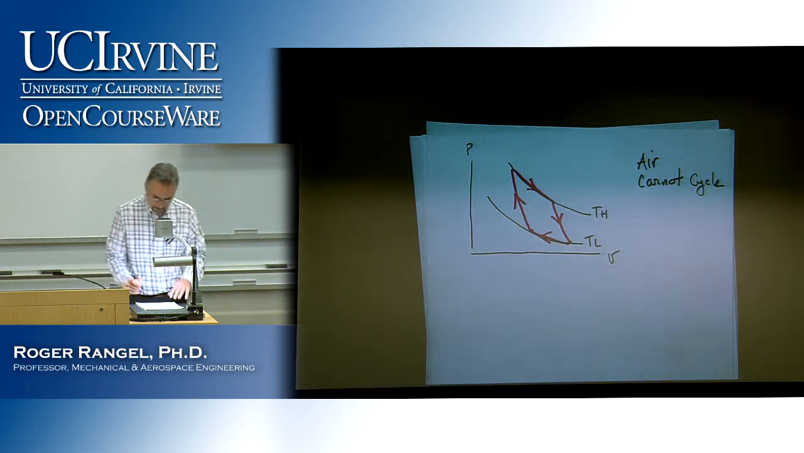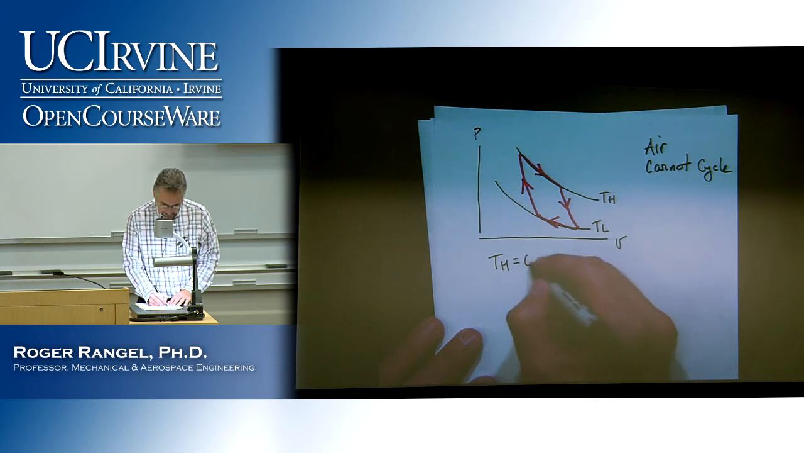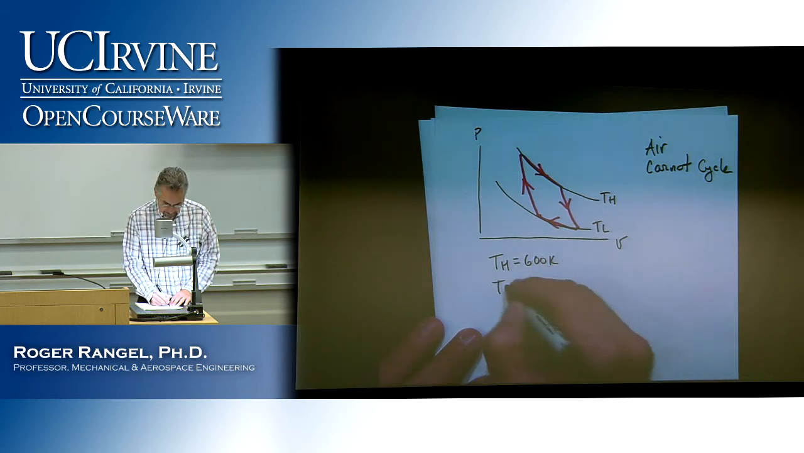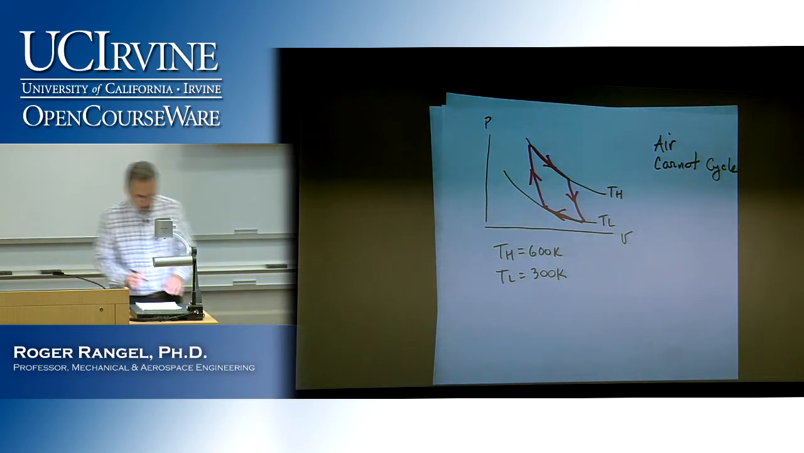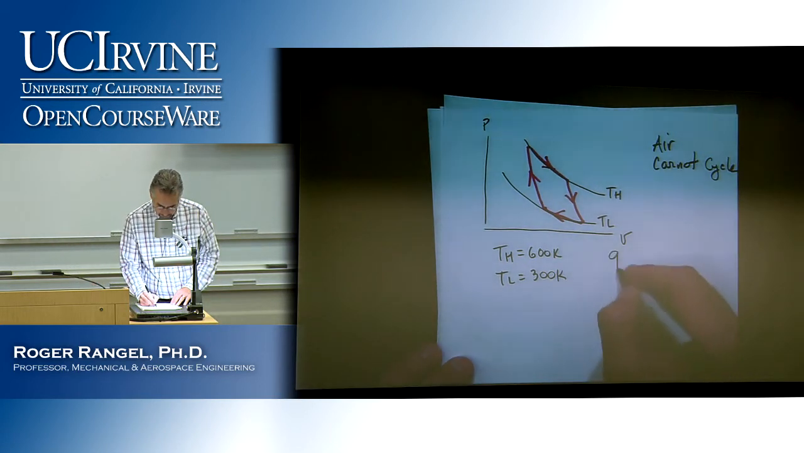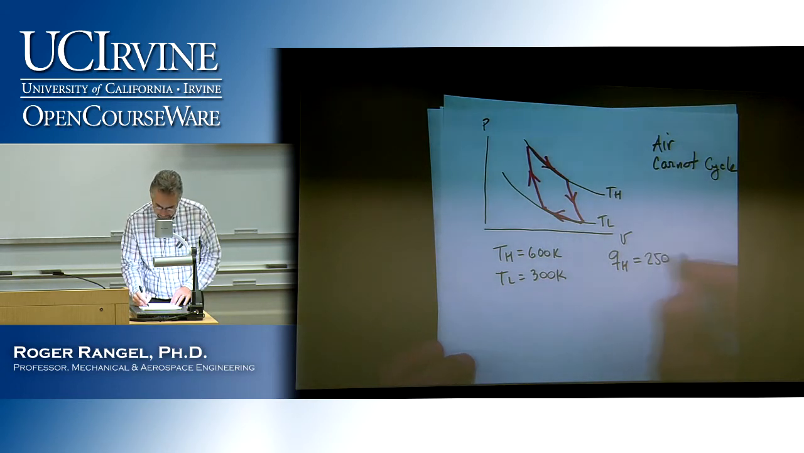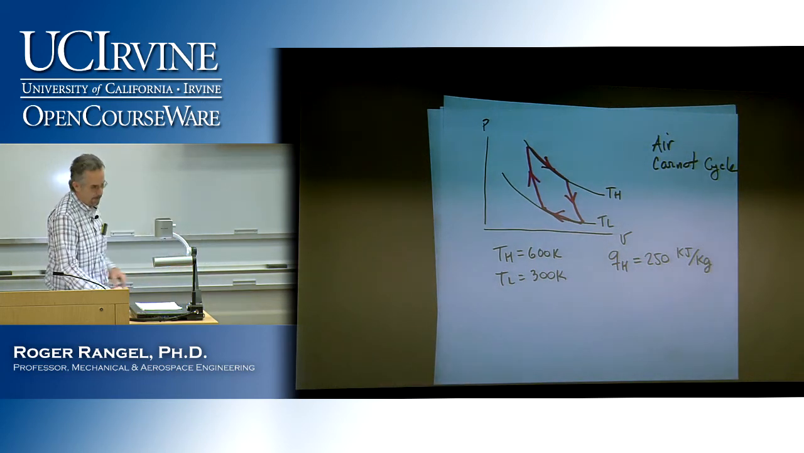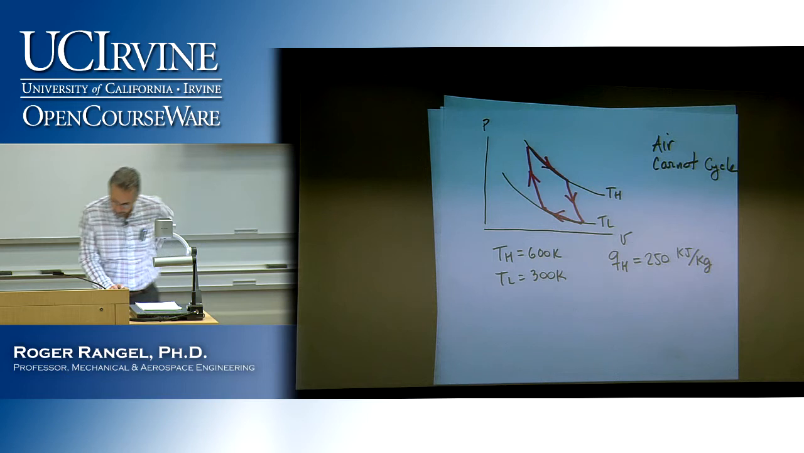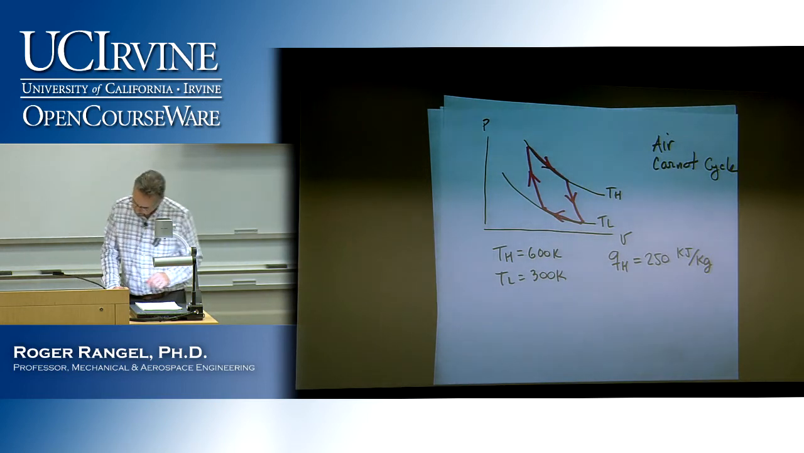Okay. We have the high temperature, TH, is given, is 600 Kelvin. The low temperature, TL, is also given, is 300 Kelvin. The QH is also given, Q sub H, is 250 kilojoules per kilogram. It's a lowercase q sub h, so it's a specific heat transfer. That's why it's per kilogram. That's how much heat is added to the cycle.